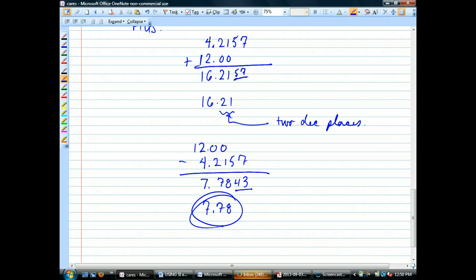Now this illustrates the key difference when you are adding or subtracting. My final answer only has 3 sig figs. Yet this one had 4, this one had 5. So I actually lost significant digits. Because when you're adding and subtracting, you don't go by sig figs, you go by the number of decimal places.